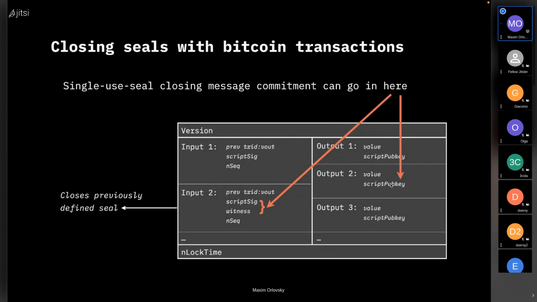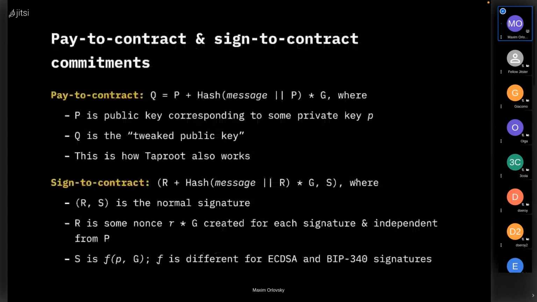And on the output side, we can use a script pub key of a certain output, but for using script pub key, we also need to define an algorithm for how we will know uniquely and deterministically which of the script pub keys from which of the outputs is used to create the commitment. So only two options here. And these two options can be leveraged with either pay-to-contract or sign-to-contract commitments.